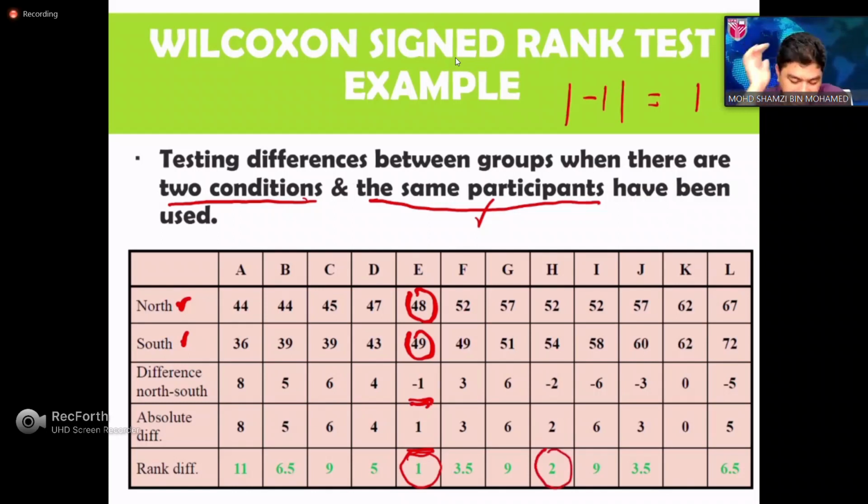Okay, now the third one. The third one is a tie. A tie between F and J. Okay. Between F and J, there's a tie. So you cannot give either one number 3 and number 4. So they must be equal. Yeah, both have a difference of 3, an absolute difference of 3. So what happens is 3 plus 4 divided by 2, 3.5. So both share the same rank of 3.5.